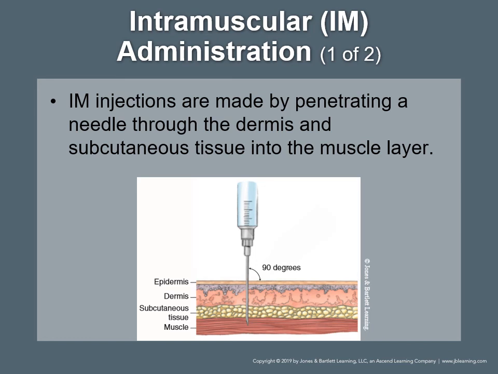Intramuscular or IM administration. IM injections are made by penetrating a needle through the dermis and subcutaneous tissue into the muscle layer. It allows administration of a larger volume of medication than the subcutaneous route. There is potential for damage to nerves because of the depth of the injection.